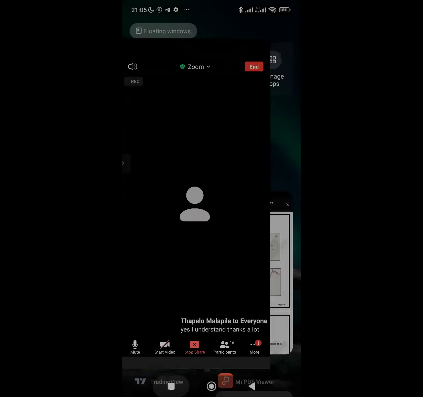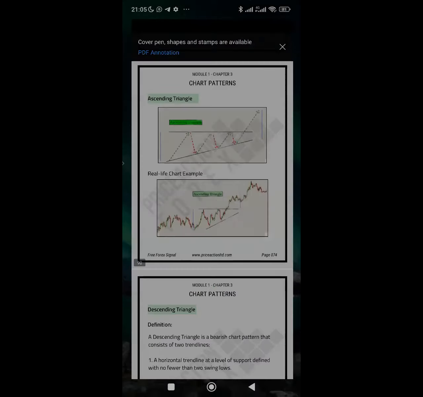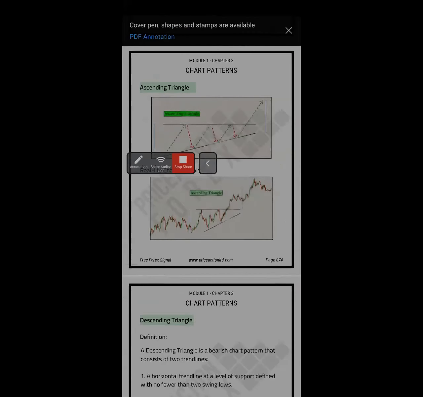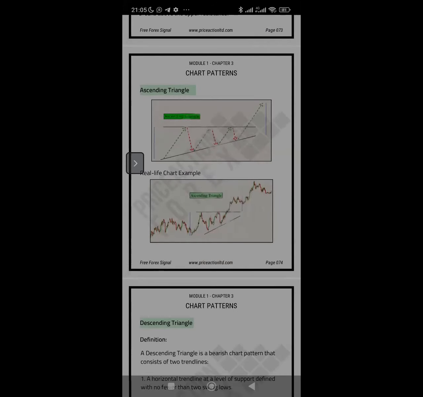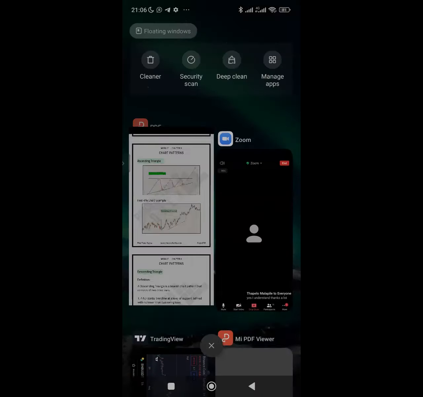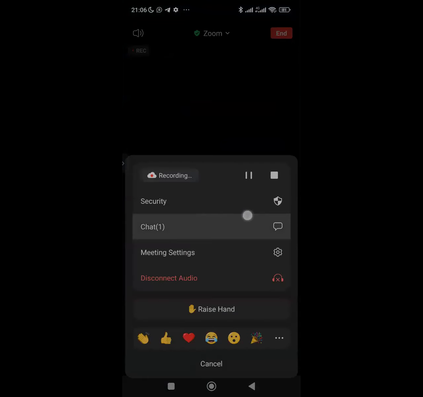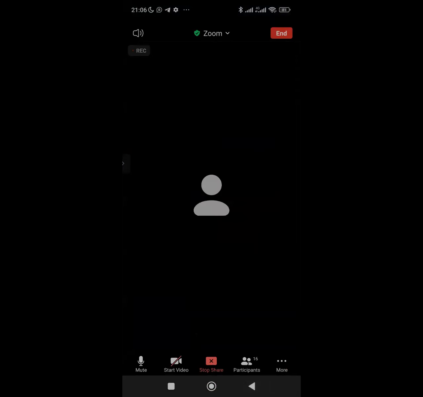All right. So anybody with a question on ascending triangle before we move to the last pattern for the night, if I think I have time. Okay. We have limited time to finish this. So I'm going to teach one more pattern before we end tonight. So any question on ascending triangle? All right, no question yet.